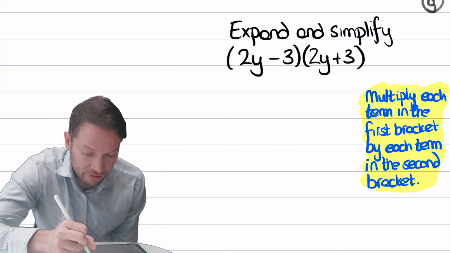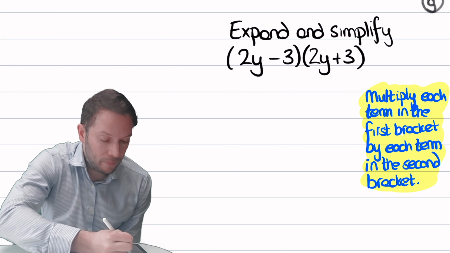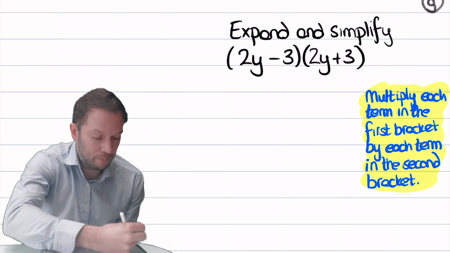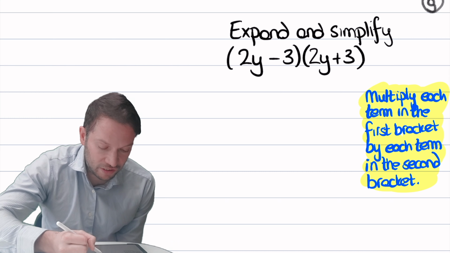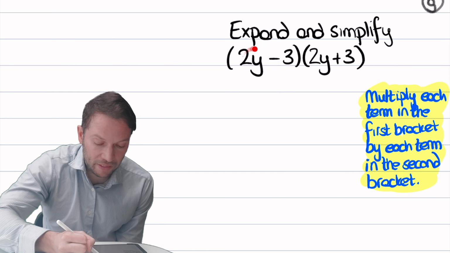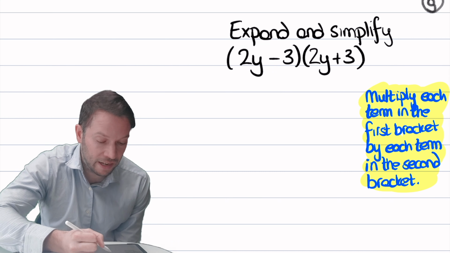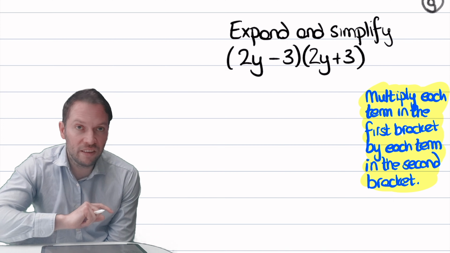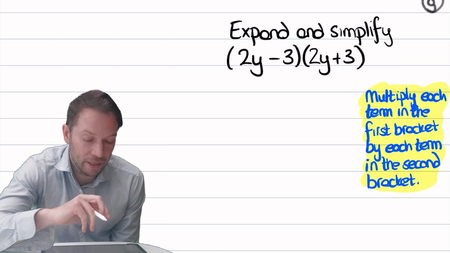So let's remind ourselves of the principle. We multiply each term in the first bracket by each term in the second bracket. What that means is that we pick something in the first bracket, so we could pick the 2y, and we pick something in the second bracket, like the 3, and then we multiply them together. Then we think of all the ways we can do that and add them together, basically.